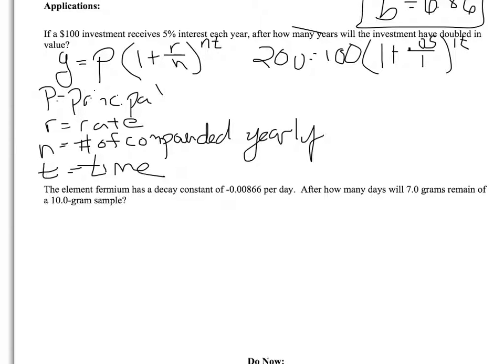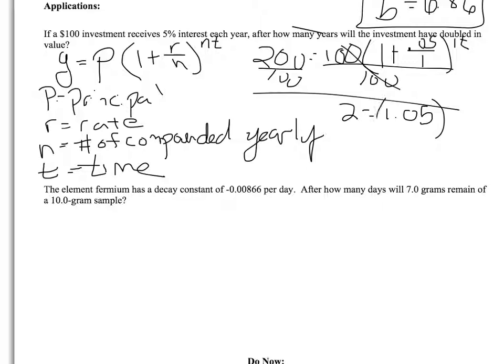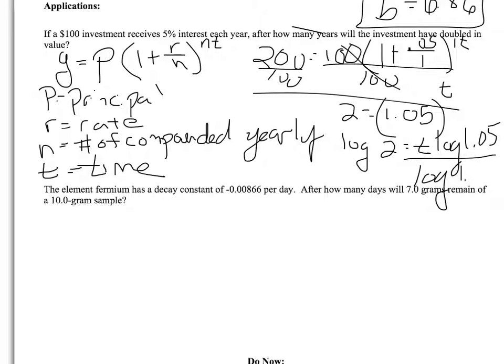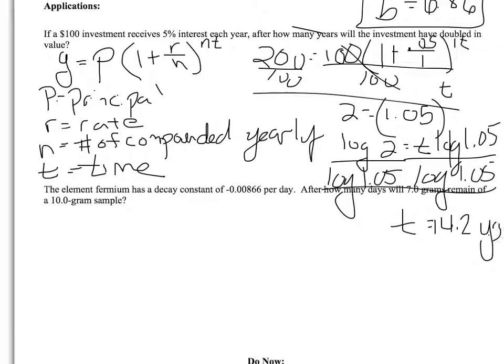To solve this equation, what we'll do is divide by 100 to start, and you'll get 2 equals, inside parentheses, if I simplify that, 1.05 to the t power. Notice it is the t that we are solving for, so we'll take the logarithm of both sides. It'll become log 2 equals t log 1.05. And to solve for t, we divide by log 1.05. When you type that in your calculator, you get 14.2 years.